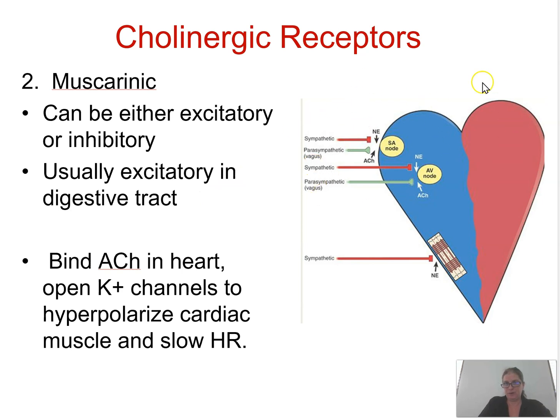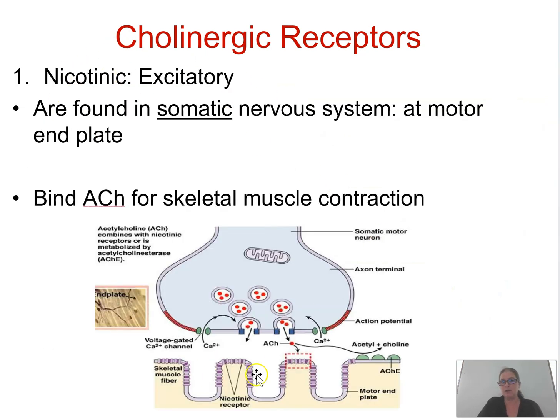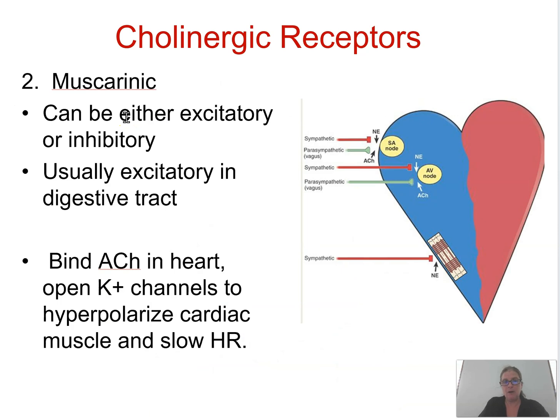In the heart, when acetylcholine binds to the muscarinic receptors, it opens potassium channels. And you might remember, if you open potassium channels, potassium always leaves. And when that leaves, that's going to drop the resting membrane potential. It's going to hyperpolarize it, and it's going to slow it down. It's going to be inhibitory or slow the heart rate down. So when acetylcholine binds in the heart, it's inhibitory because it binds to a muscarinic receptor. When acetylcholine binds to skeletal muscle, it's excitatory because it's a nicotinic receptor. So it's the receptor that's going to determine the effect, not the neurotransmitter.